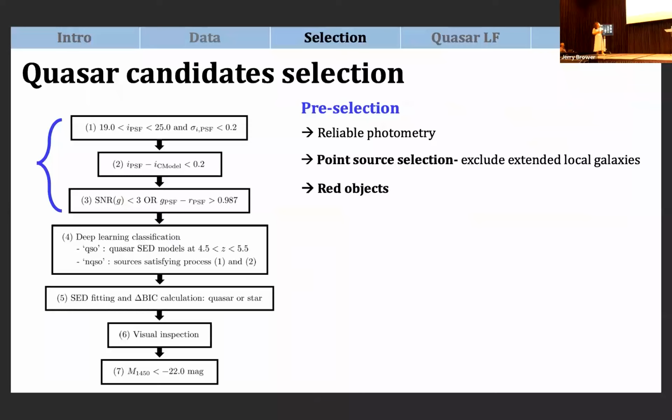Before applying our deep learning and delta BIC calculations, we pre-selected our candidates, which have reliable photometry and appear as point source selections. Since we focused on quasars, which outshine the host galaxies, it is a very important criterion. Then we picked up objects with a break, which is the prominent feature of high-redshift quasars due to the intergalactic medium absorption.